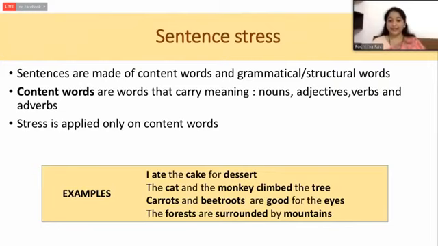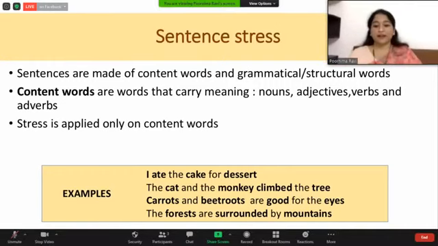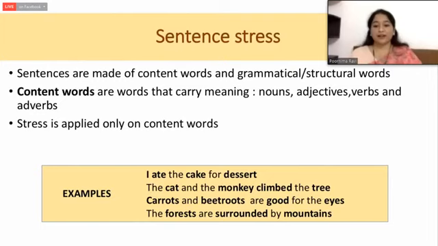The sentence is, carrots and beetroots are good for your eyes. Now, if I remove and, are, for, the meaning is still conveyed. So it's carrots, beetroots, good, eyes. You would be able to understand the meaning. So this is also another strategy to identify, to stress on words that only give you the meaning. The last sentence: the forests are surrounded by mountains. Remove the structural words, the, are, and by. Forest, surrounded, mountains. Areas with stress.